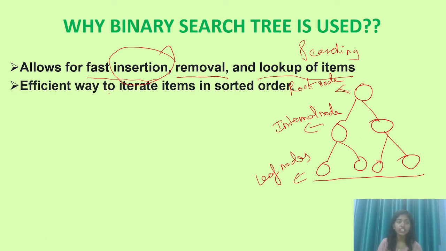Then it is an efficient way to iterate items in sorted order. Elements are always in sorted order. When you traverse using in order traversal, you will get the elements in sorted order because the left side of the root is always smaller than the root and the right side of the root is always greater than the root. So if you apply in order traversal to this, you will find that the elements are given in sorted order. So that is the advantage of using a binary search tree in data structures.